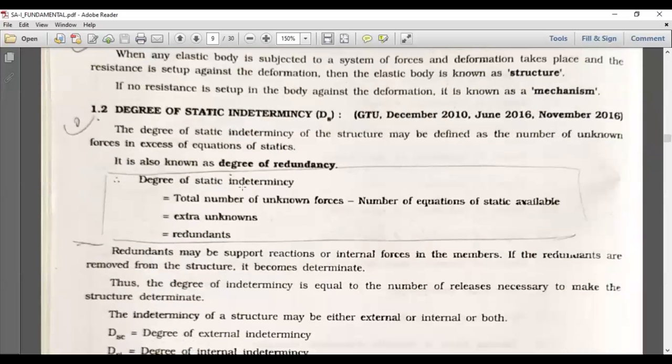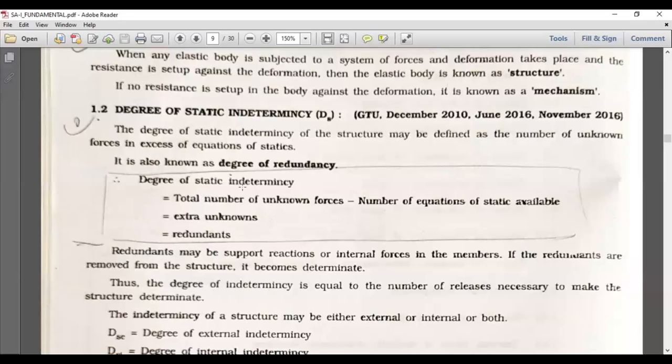Now, the main portion: degree of static indeterminacy. It is also known as Ds. The degree of static indeterminacy of the structure may be defined as the number of unknown forces in excess of the equations of static. It is also known as degree of redundancy. That's why in the introduction of the chapter I used degree of redundancy in place of degree of static indeterminacy.